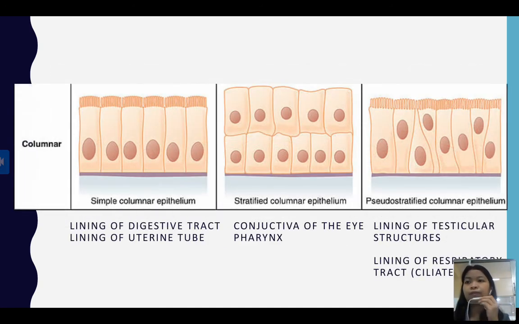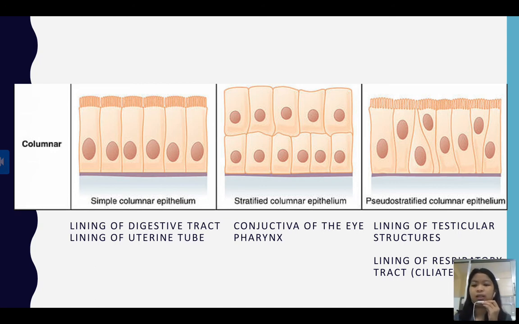Next, we have here columnar cells. So, columnar cells compose these different types of tissues. We have the simple columnar epithelium. So, in simple columnar epithelium, it is found in the lining of digestive tract and lining of the uterine tube. Okay, simple columnar epithelium, these are elongated in one dimension. So, it looks like a column.